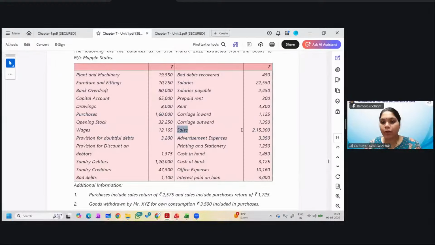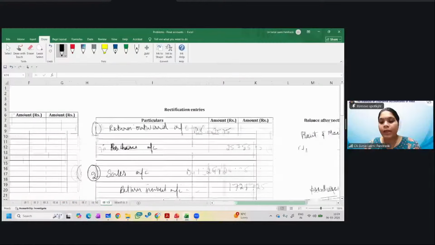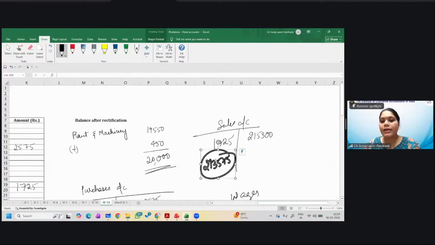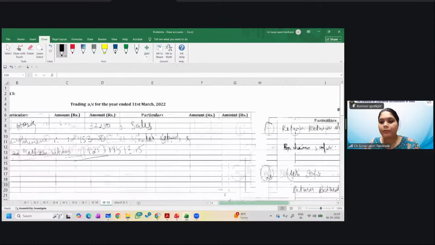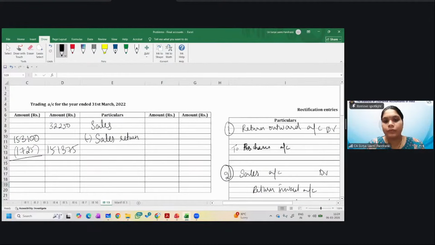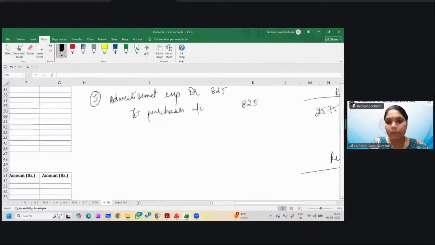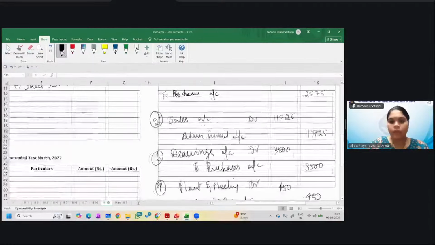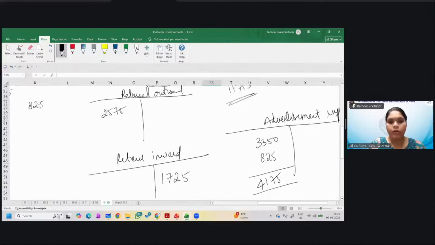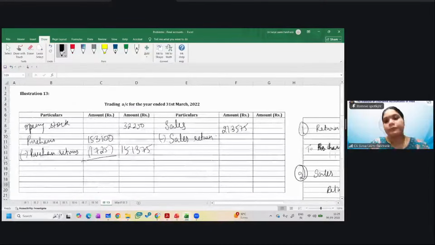Now sales, I can't pick it from here. I will have to pick it from the calculation that we have done, because this had some adjustment rectification entry. This value has to be taken. So it is 213,575. And what is the sales returns that we have here? 2,575. Okay. So what is the final value?